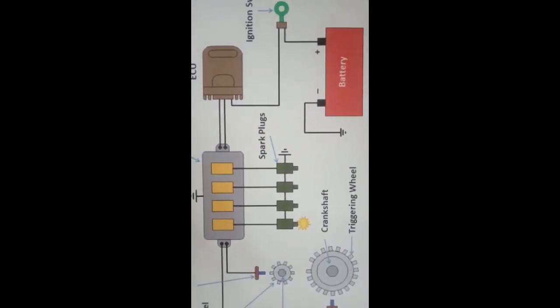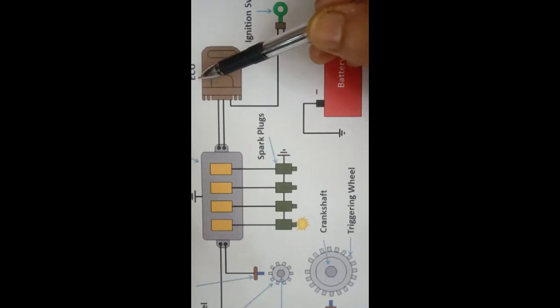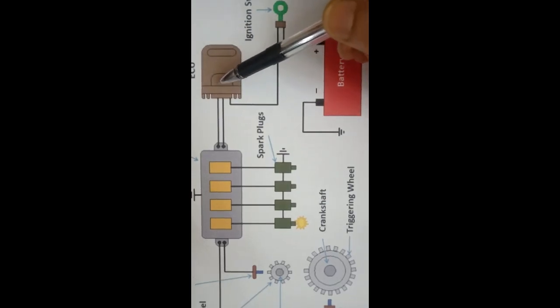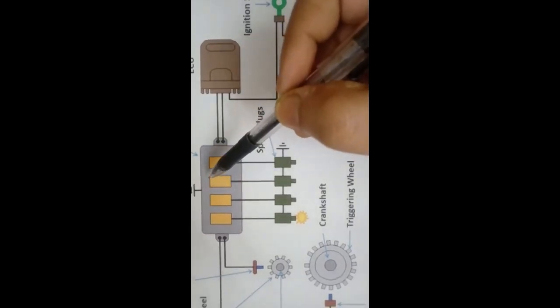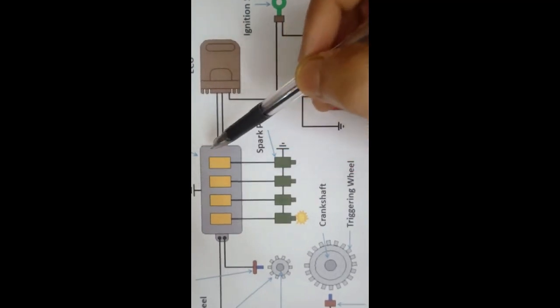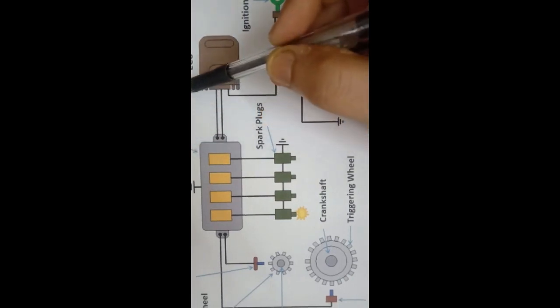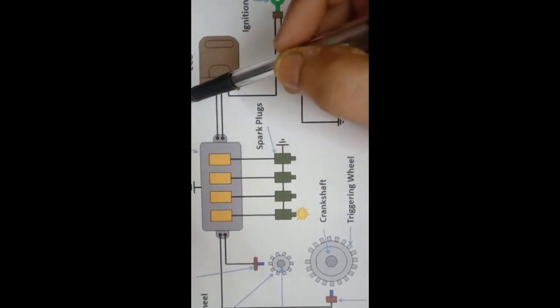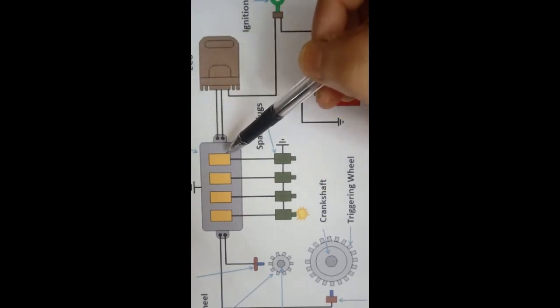Now the main part of the distributorless ignition system is this battery. This battery is connected to a switch, and then the voltage from the battery goes to the ECU, the electronic control unit, and from the ECU the signal will pass to the ICM, the ignition control module.